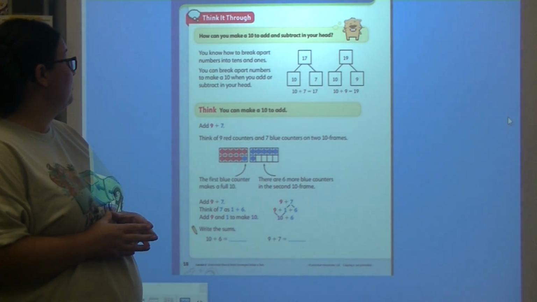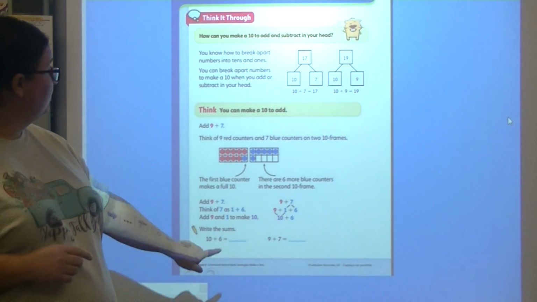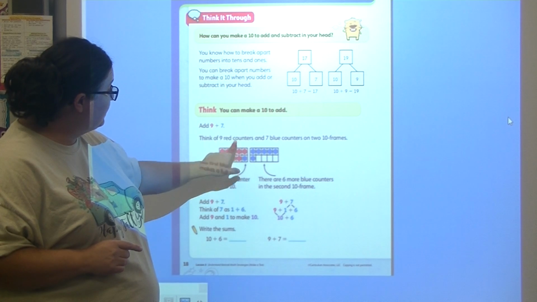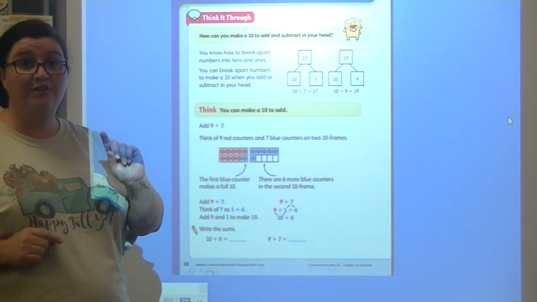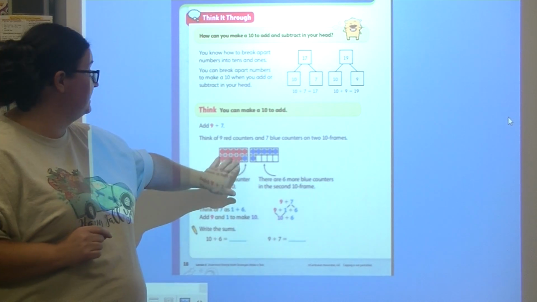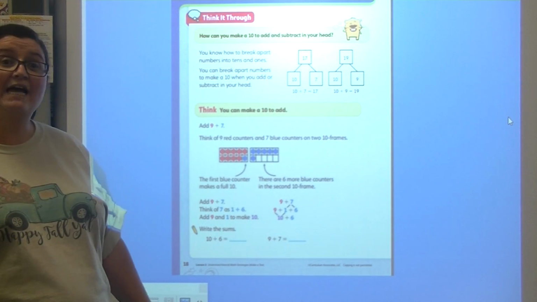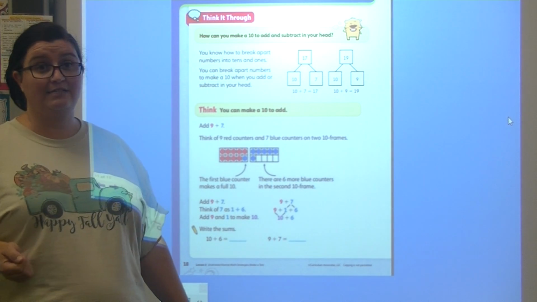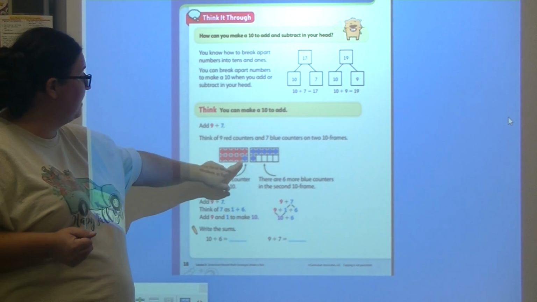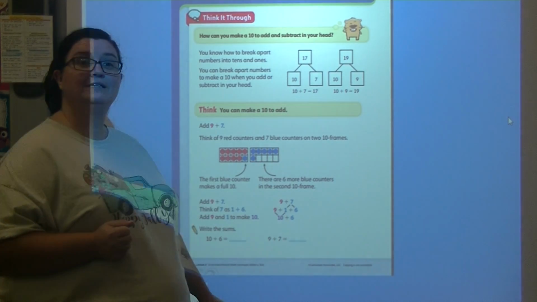And then they're going to add 7 more blue ones. Well, there's one last spot here. So you would take one of those blue counters and put it here to make a group of 10. And then you fill in the rest of your blues in that second tens frame. So now we have 10 plus 6.